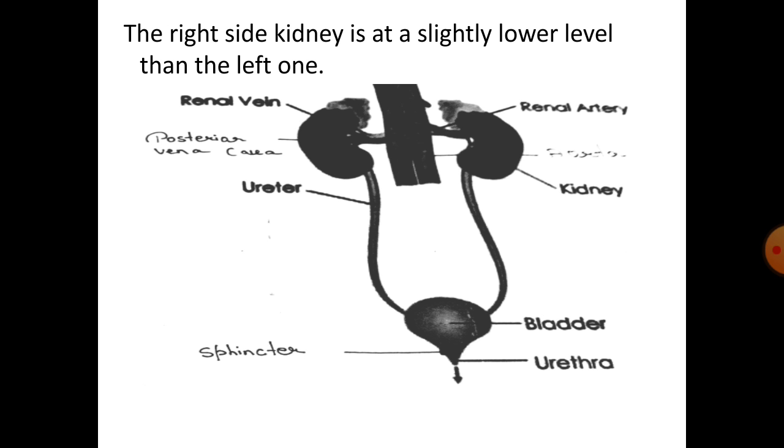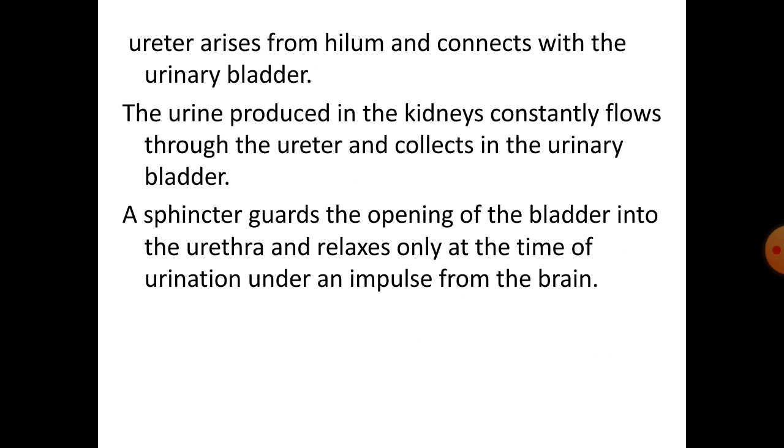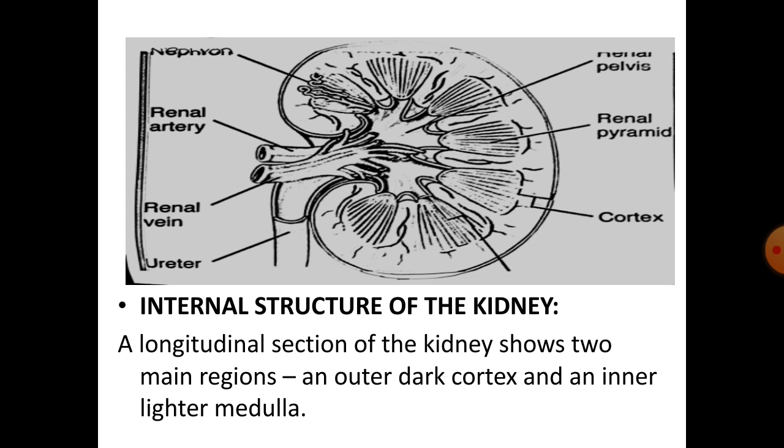Then the urinary bladder is again connected to the urethra, and there is a sphincter muscle which guards the opening of the bladder into the urethra and relaxes only at the time of urination. So this is about the kidney. The sphincter muscle guards the opening of the bladder into the urethra and relaxes only at the time of urination under an impulse from the brain.